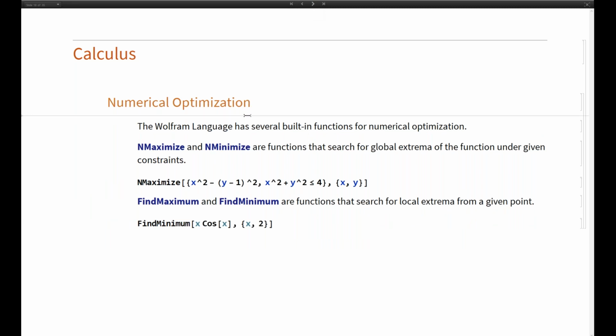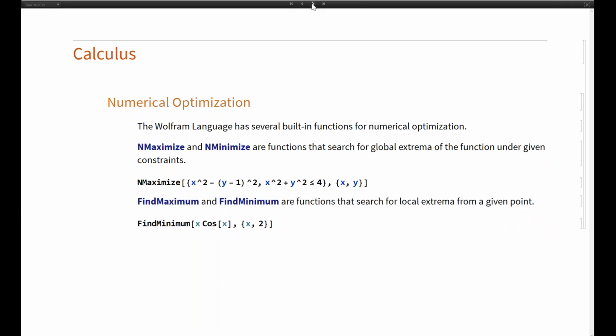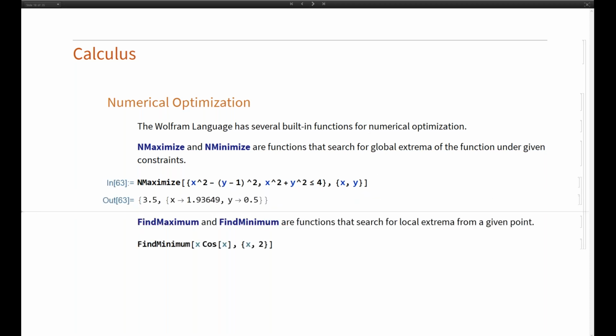Again, numerical optimization is done separately in this case. As you can see from the previous example, these were all entirely symbolic. However, if you are looking for numerical solutions, again, it is as simple as just adding N to the beginning of the functionality, in which case it will now look at finding those particular values with which the maximum can be found. So in this case, we're aware that the maximum value that can be obtained is 3.5, given that x is 1.93649 and y is 0.5.